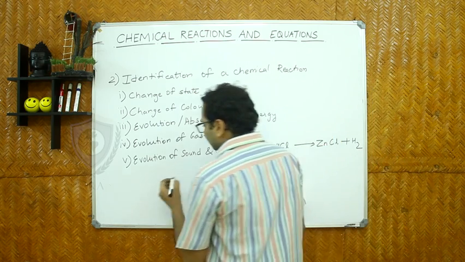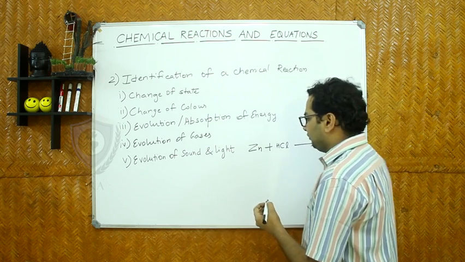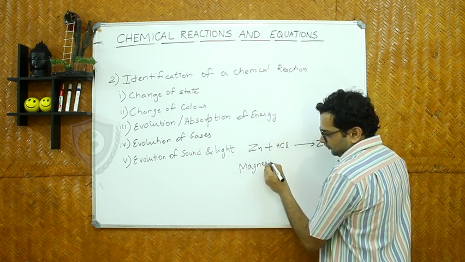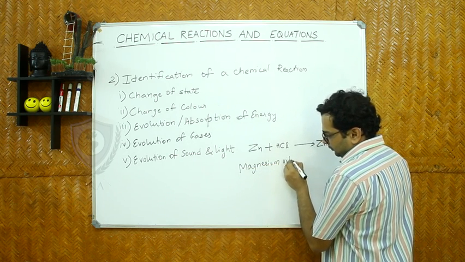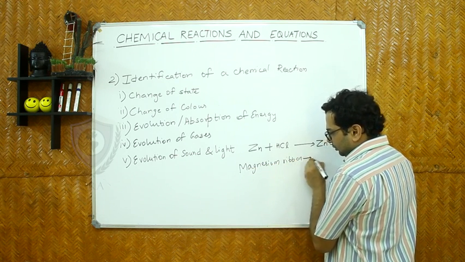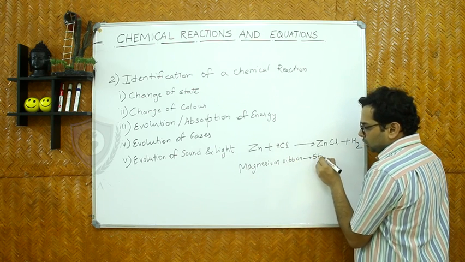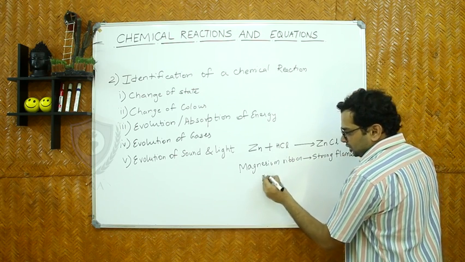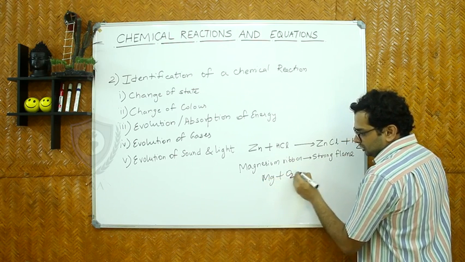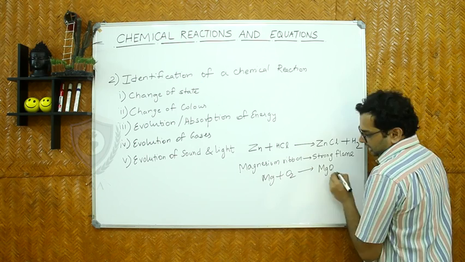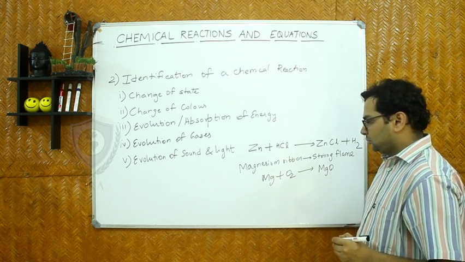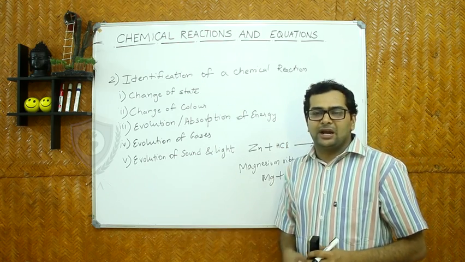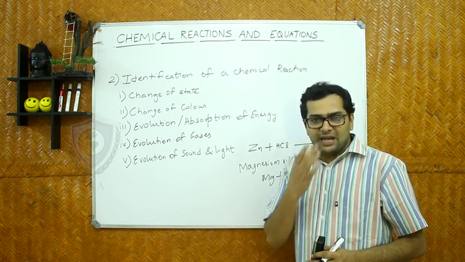So let's look at the next one, which is evolution of light. So when magnesium ribbon, right? When magnesium ribbon is burnt, it gives a strong flame or light, which means that the magnesium when combined with oxygen is becoming magnesium oxide, MgO. So I hope you understood all the different ways we can look into and identify whether a chemical reaction has taken place or not.